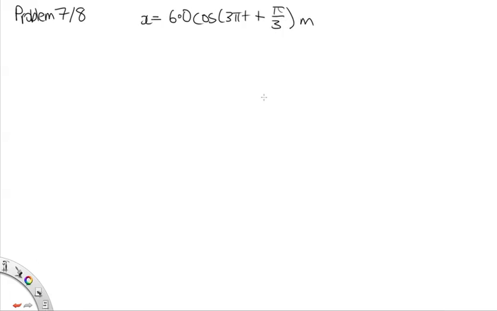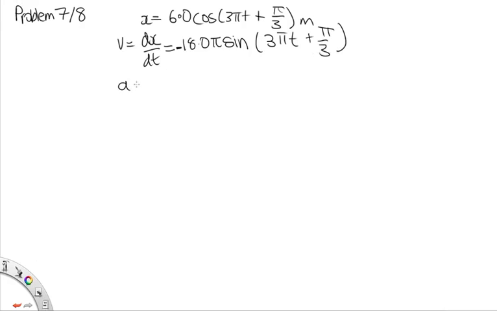Okay, before we look at the questions, let's work out what the velocity and acceleration will be. So the velocity is equal to the derivative of this with time. So the derivative is 3 pi times 6, so that's 18.0 pi. And then this cos becomes a sine, and we have a negative sign. So 3 pi t plus pi on 3.